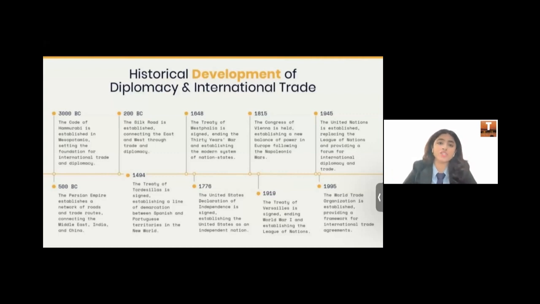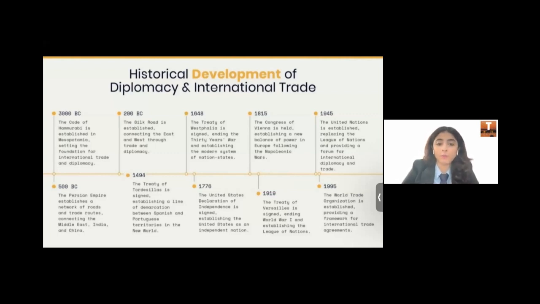Number one, the ancient civilizations. Diplomacy and international trade had their roots in ancient civilizations such as Mesopotamia, Egypt, and China. These civilizations engaged in trade with neighboring regions, establishing trade routes and networks. Diplomatic interactions took place, which involved the exchange of envoys, negotiation of treaties, and establishment of diplomatic missions. Now, there are a few major names mentioned here. I'll just be highlighting those.